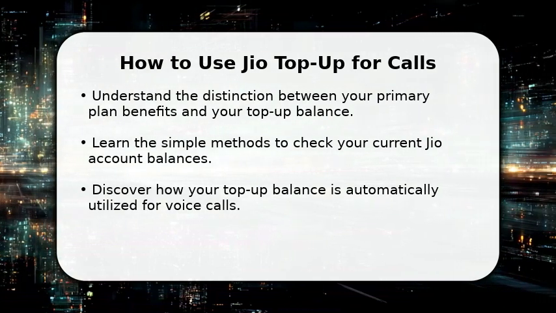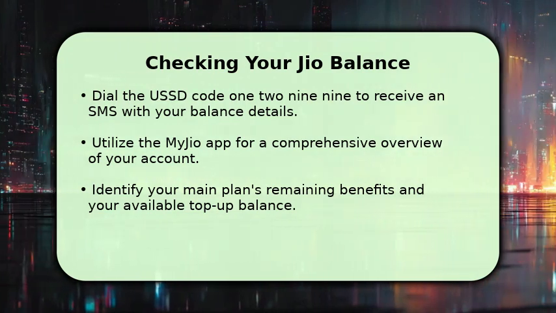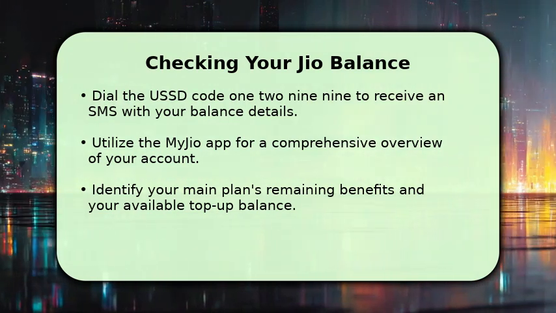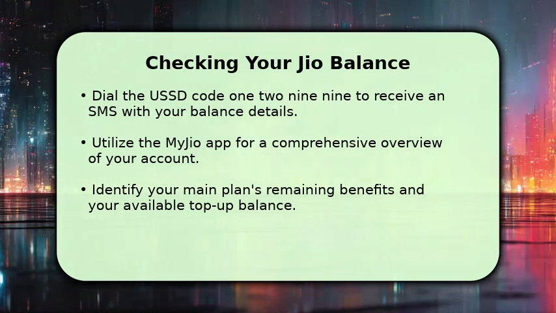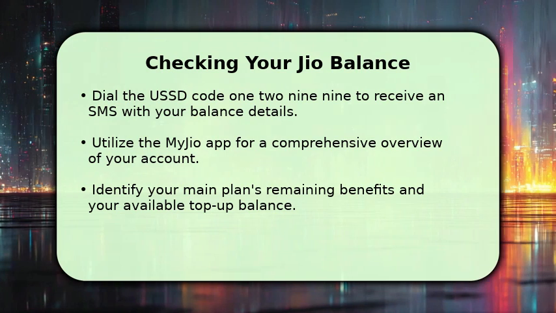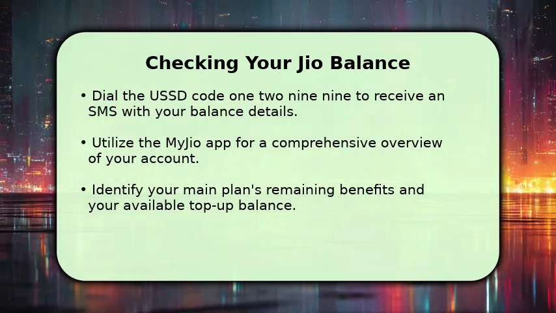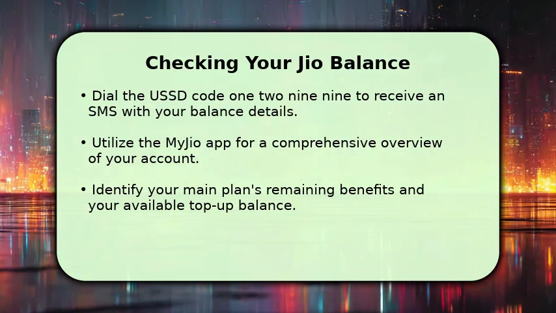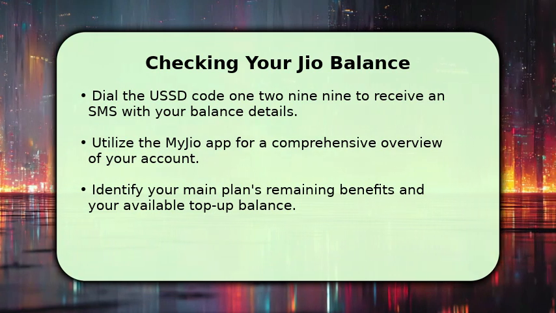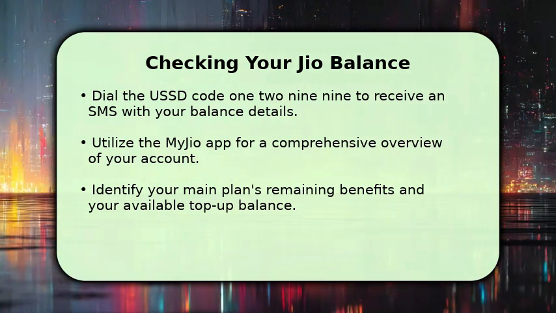voice limit is exhausted. To check your Geo balance, you have a couple of easy options. You can dial the USSD code 1299 from your Geo number to receive an SMS with your current plan details and balance. Alternatively, the My Geo app provides a comprehensive overview. Open the app, navigate to the My Account section, and you will see your main plan benefits, remaining data, and any available top-up balance clearly displayed. This helps you keep track of your usage.